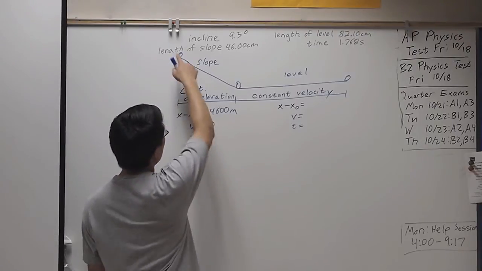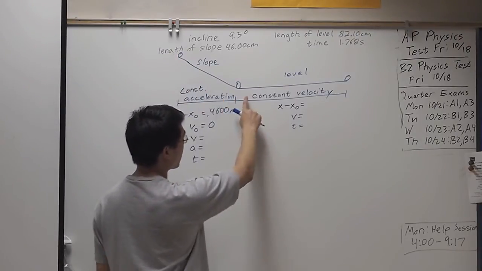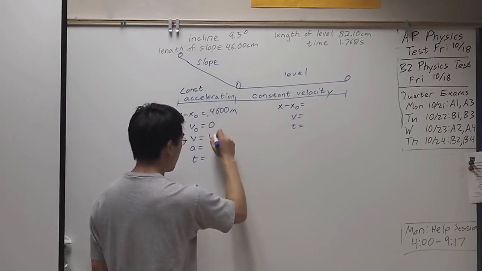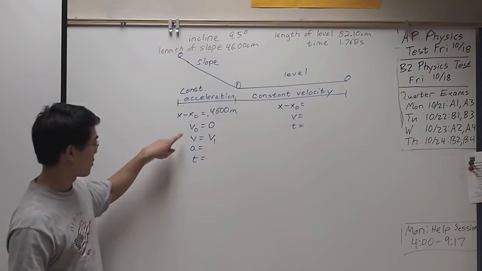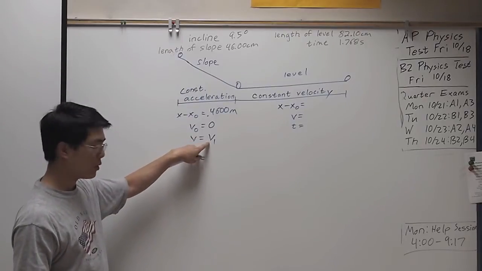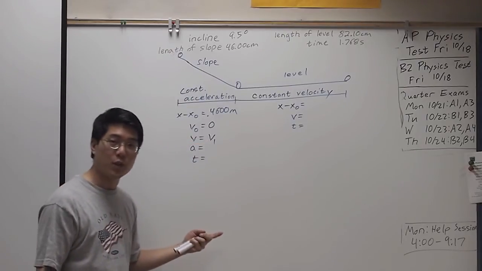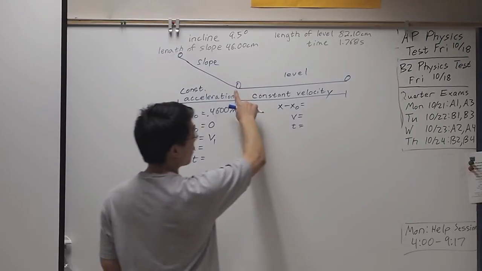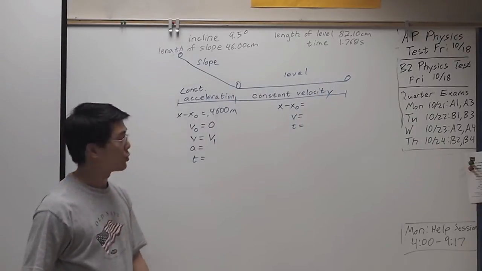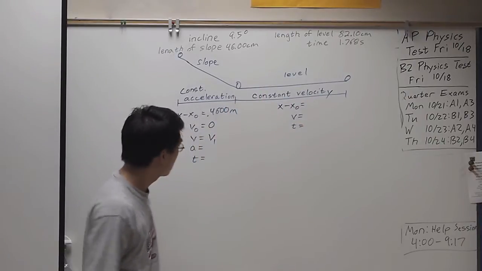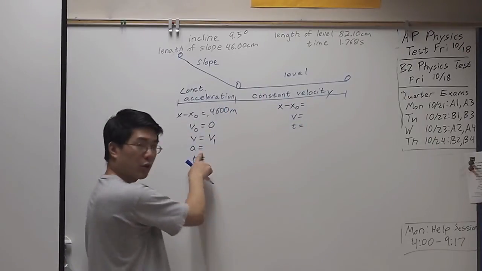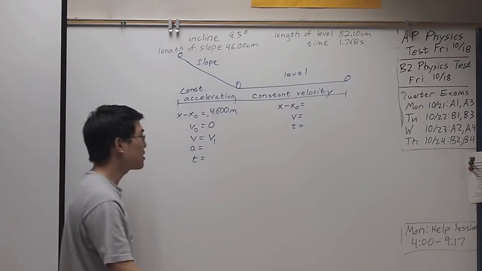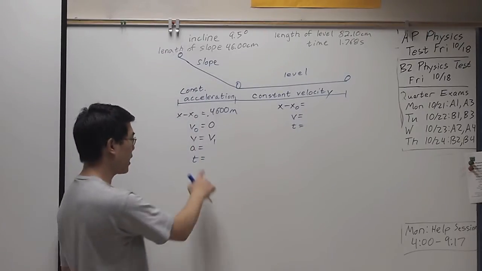Our final velocity, we don't know what that is, but we can relate it to quantities over in the constant velocity side, so it pays to give it a special variable. We'll just call it V1. We don't know what V1 is, but we do know that we can relate it to portions of the constant velocity side of the equation. Acceleration, we don't know what that is, nor can we relate it to anything on the constant velocity side, so let's just not care about it for now.